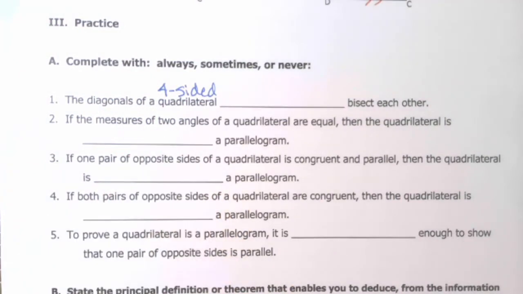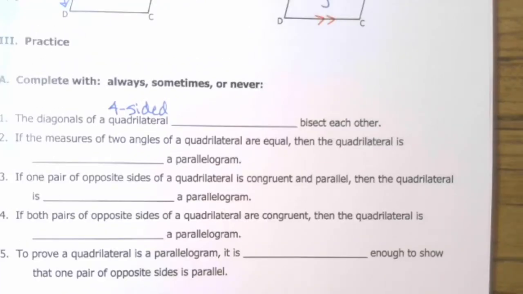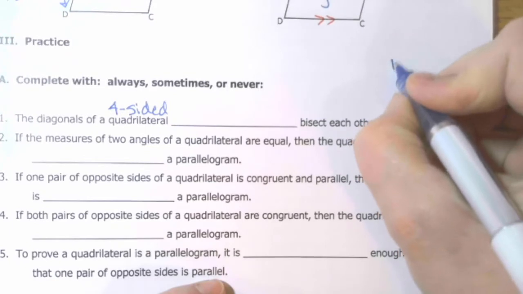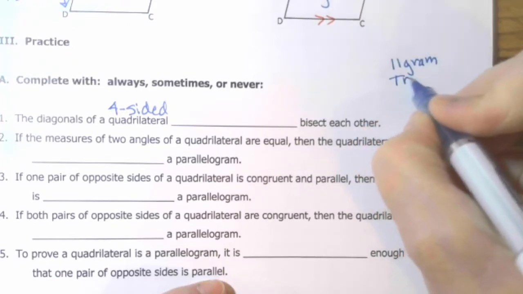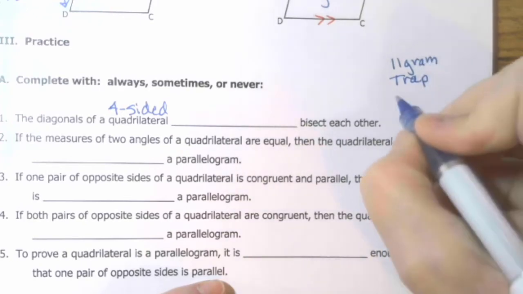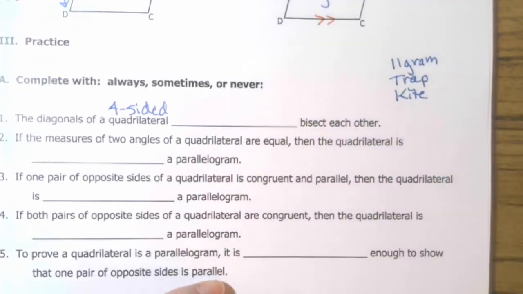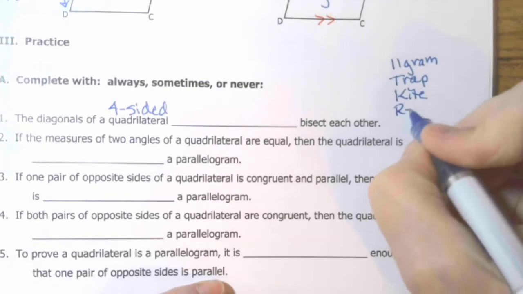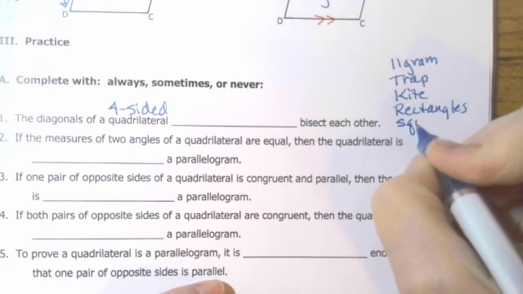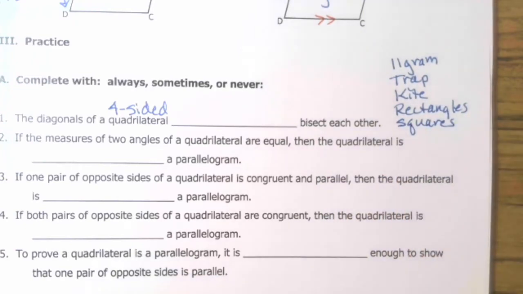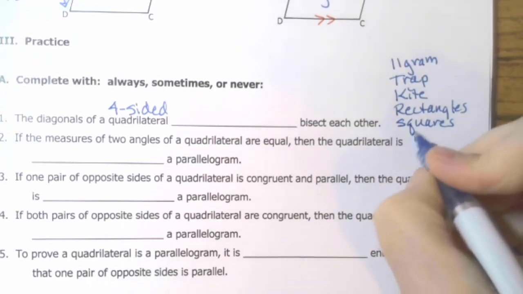Okay, so you've got to think of all the types of quadrilaterals that we can list. So we have parallelograms, we have trapezoids, we have kites, we have rectangles, we have squares, and of course we have rhombuses.